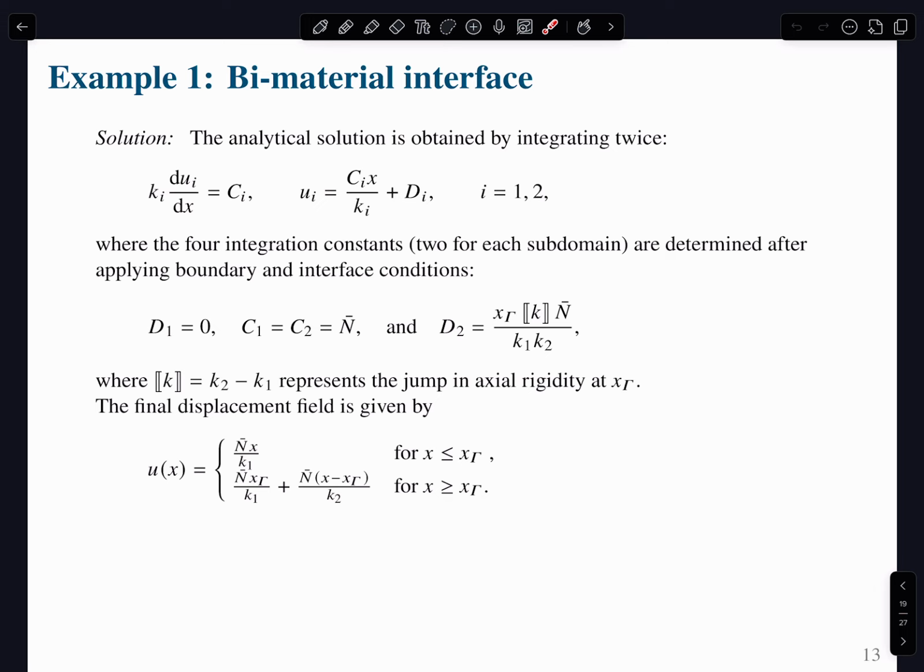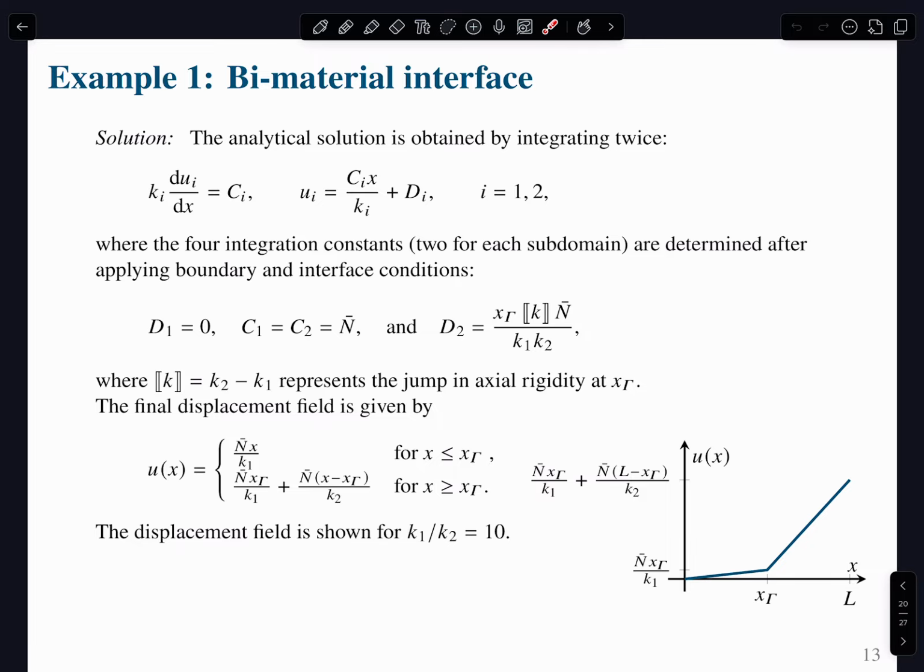And notice that I write here for x less than or equal to x gamma, and for x greater than or equal. So again, the function at the discontinuity has to be continuous. So when we plot that, we have something that looks like this. This is the displacement field u of x as a function of location. The location of the discontinuity is here, and you notice that there is a kink, and that kink is essentially caused by the difference in material properties.